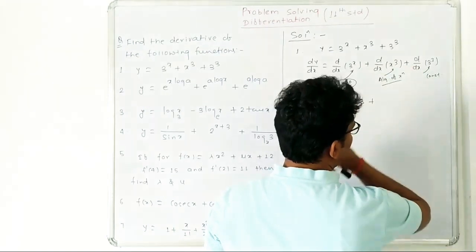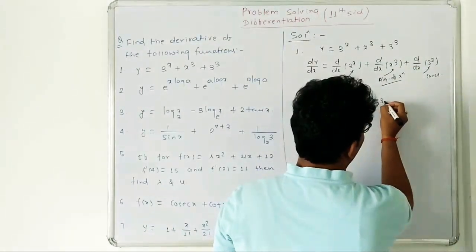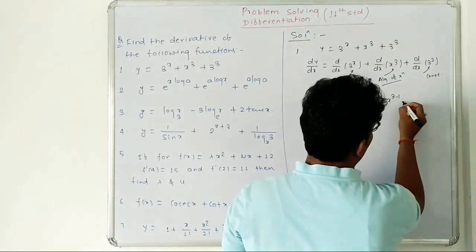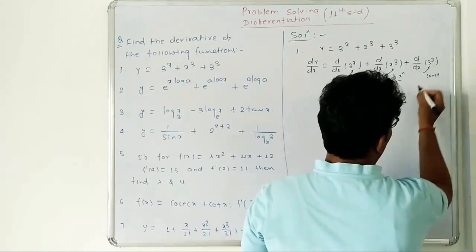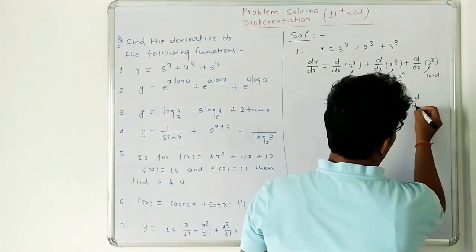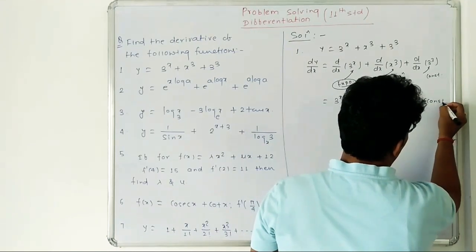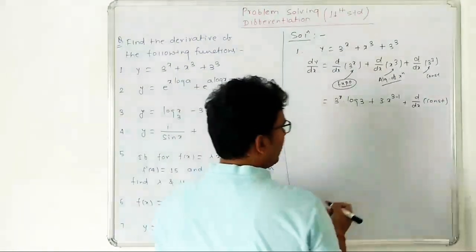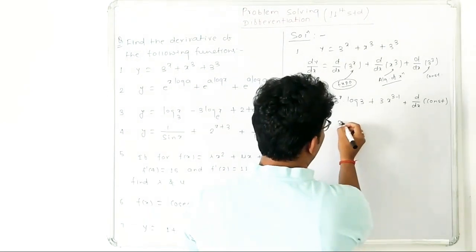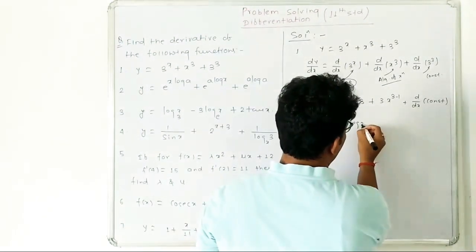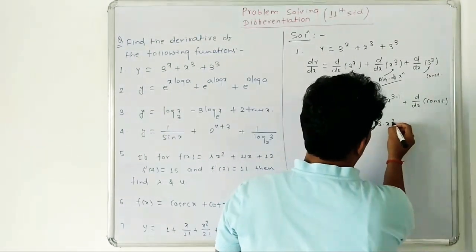So n into x raised to n minus 1, that is 3 into x raised to 3 minus 1, and plus this is what? This is constant, right? So the derivative of any constant, I am writing here constant, right? Derivative of constant is always 0, right? So its derivative is 3 raised to x log 3 plus 3 into x square.